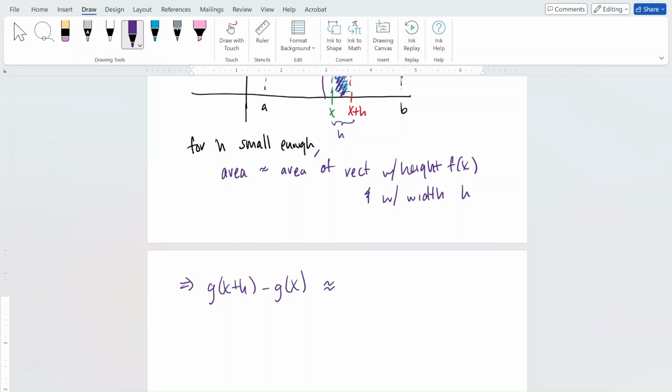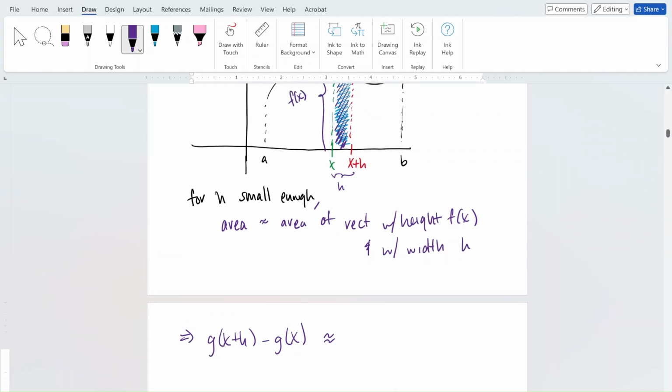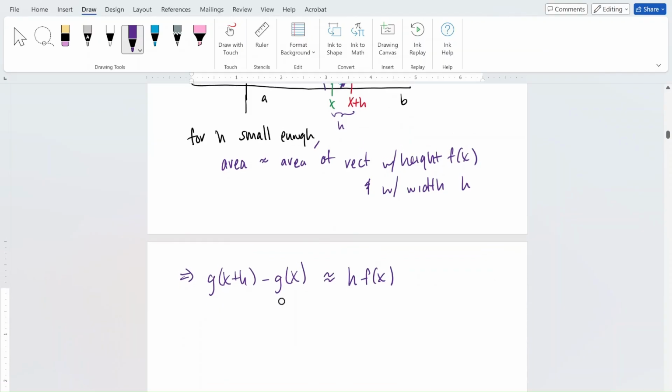Alright. So g of x plus h minus g of x, which is the blue area, is approximately the area of the purple rectangle, which is the width h times the height, which is f of x. Now, if h is small enough and non-zero, and we're assuming that h is greater than 0 at the moment, then I can divide both sides by h. Then I get g of x plus h minus g of x divided by h should be approximately f of x.